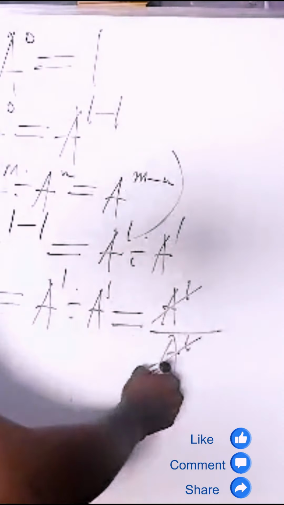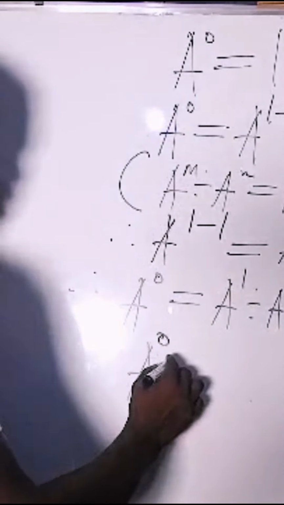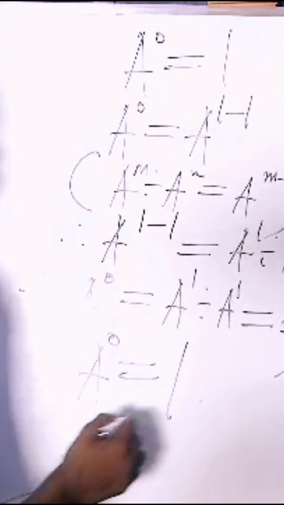A raised to the power 1 at the numerator, we strike a raised to the power 1 at the denominator, and the final answer becomes 1. Consequently, a raised to the power 0 is equal to 1. This is the derivation of the fourth law of indices.